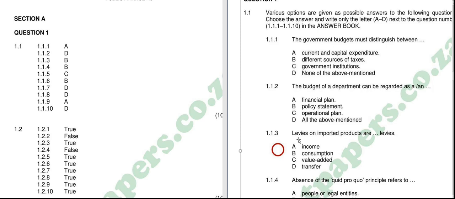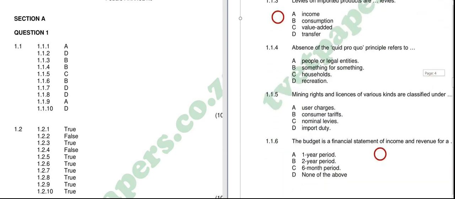We've got number 3, levies on imported products are dash levies. We have our correct answer as B, so we have consumption levies. So moving down, on number 4, absence of the quid pro quo principle refers to, so you'd say that we have got B as the correct response, which is something for something. We have got number 5, mining rights and licenses of various kinds under. So our correct response is C, nominal levies.